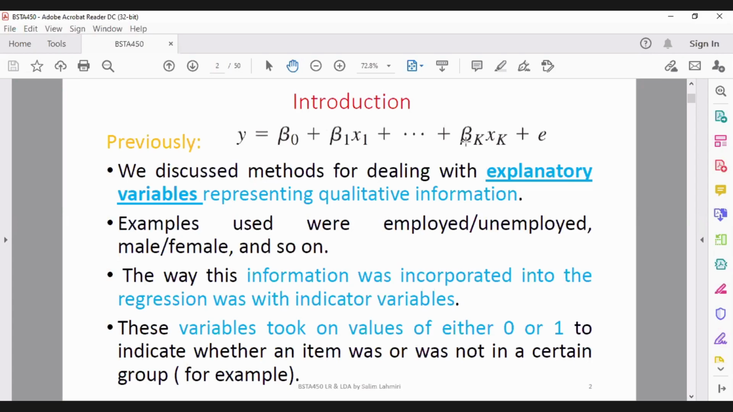The way this information was incorporated into the regression model was by using indicator variables. X can be a dummy variable, or a variable taking different values that indicate a kind of state of X. Dummy variables take values of 0 or 1 and can be applied in multiple linear regression. These are the kinds of explanatory variables we have seen: continuous, binary, or categorical.